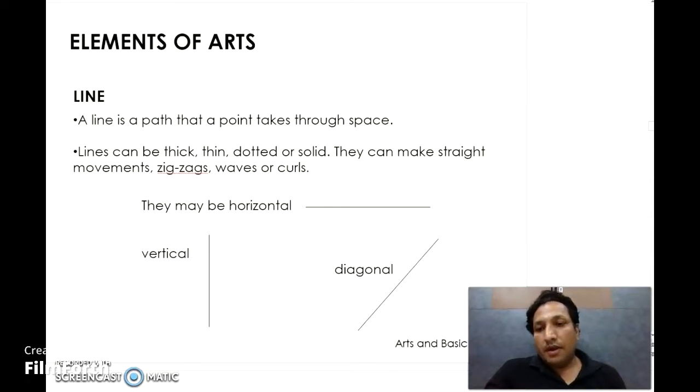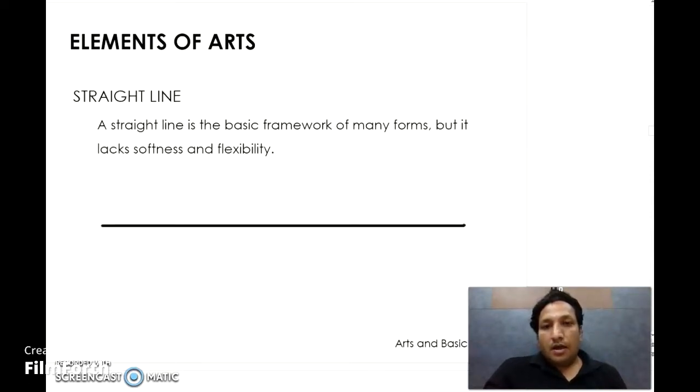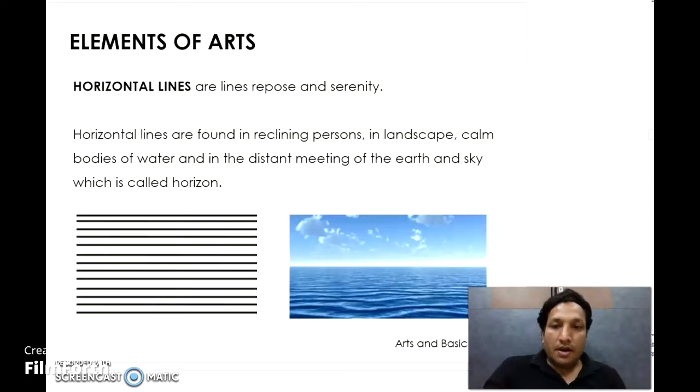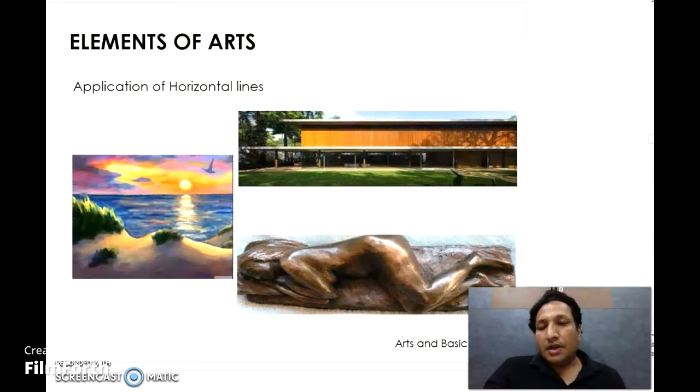Line may be horizontal, vertical, diagonal. A straight horizontal line is the basic framework of many forms, but it lacks softness and flexibility. We have some examples so that you can understand the horizontal line's impact and meaning in terms of design, paintings and sculpture. If they ask what types of line have different qualities and meanings: a horizontal line always divides the space, it makes the horizon, and it is used for relaxation and calmness.